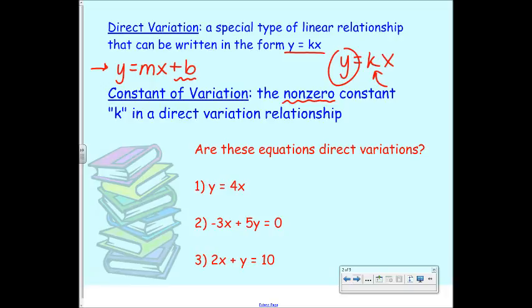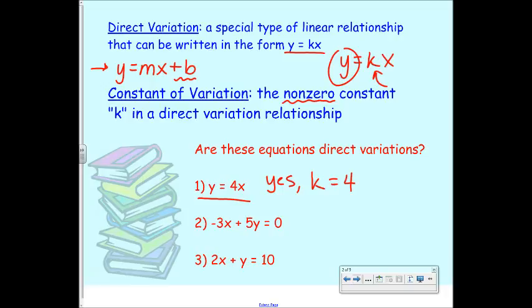If I said, what is the non-zero constant in number 1, what would you tell me is your non-zero constant? 4. 4 is your non-zero constant. So we would say, yes, this is a direct variation, and k is equal to 4. K being the non-zero constant. Again, non-zero constant just means whatever number you're multiplying by. So in this case, we're multiplying by 4.